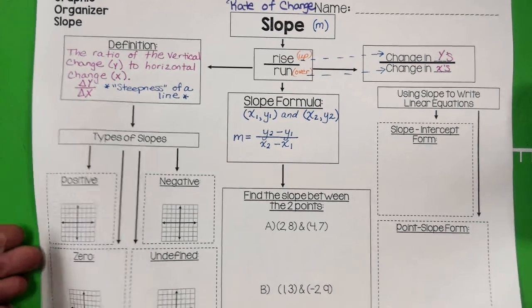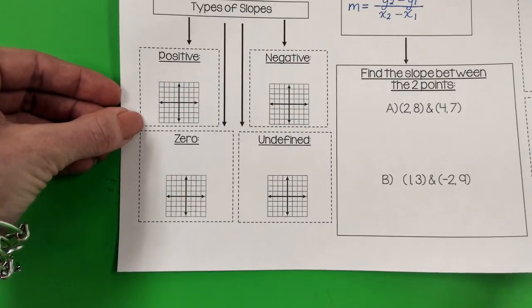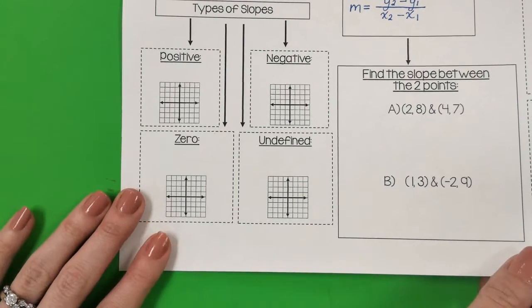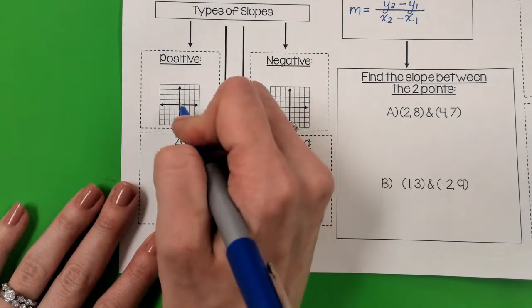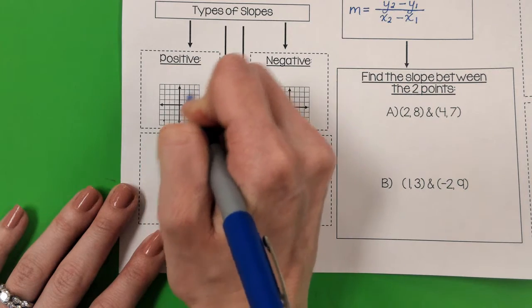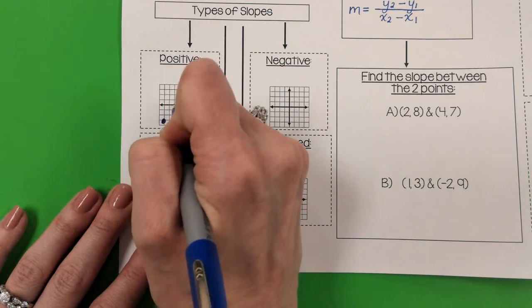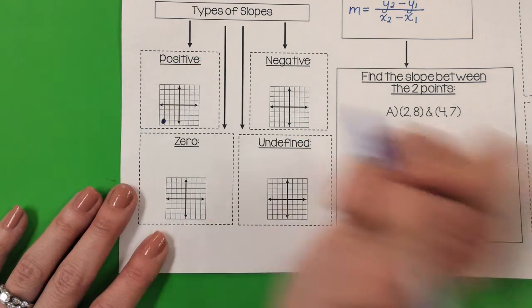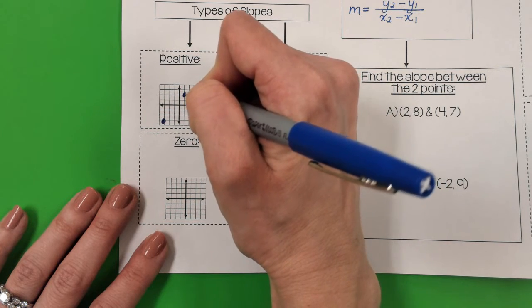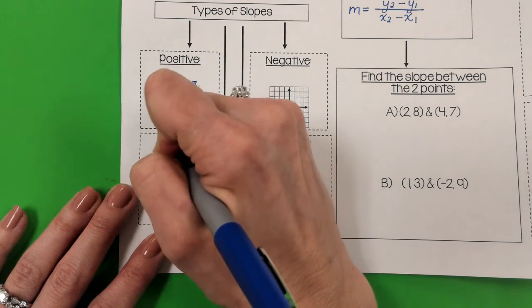Now, I'm going to move over here to types of slope. A positive slope is moving from up and right, like this. So let's put a point here at -3, -3, and another point at 1, 2. We'll connect those.